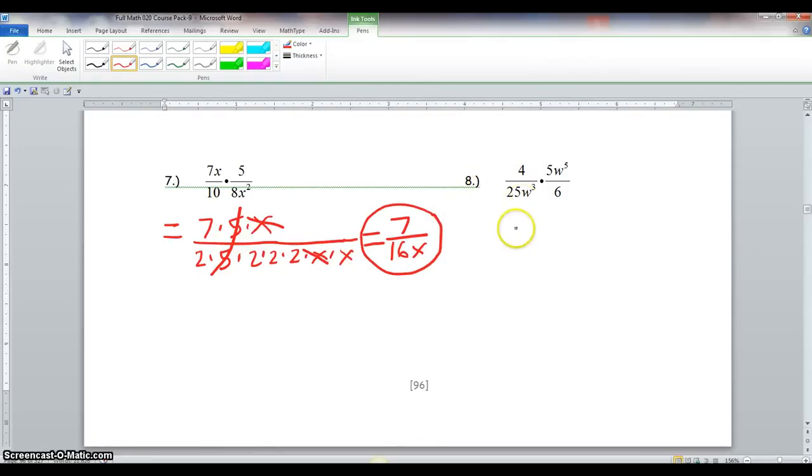Now we go to number 8. The prime factorization of 4 is 2 times 2. And the prime factorization of 5 we know is 5. But now we have 5 w's here because we had that w to the 5th.